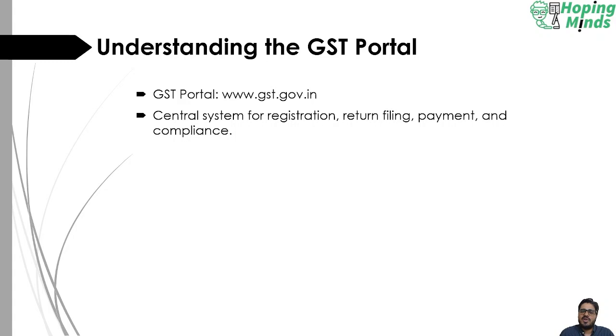Next are the casual taxable persons. Casual taxable persons are those who conduct business occasionally at a place where they don't have any place of business. Casual taxable persons are granted registration which is valid for 90 days and it can further be extended for a period of another 90 days.